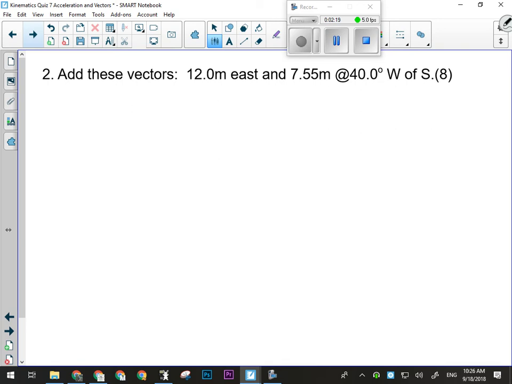Okay, so for question number 2, this was an exam question 2 years ago. This was the question on the unit exam 2 years ago. This is exactly the kind of thing that I would give you on a unit exam. We have 12 meters east, and then we have 7.55 meters at 40 degrees west of south.